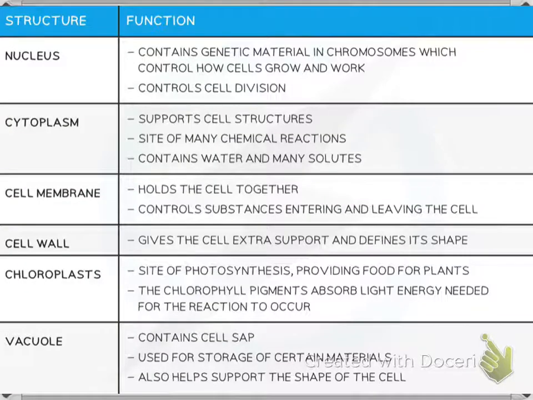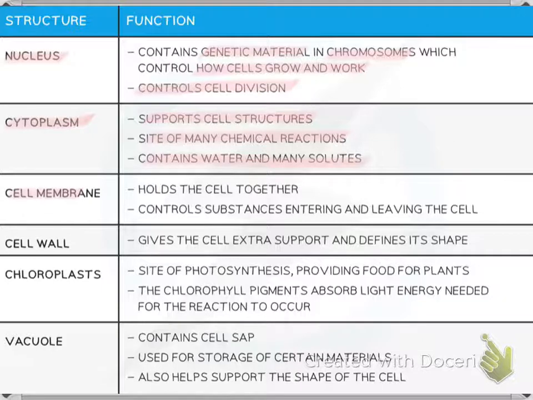Now let's look at the structures of the cells. We'll see the function of each structure. First is the nucleus. The nucleus is the main one, and it contains the genetic material in the chromosomes, and these control how the cells grow and work. It also controls cell division in a cell. Cytoplasm supports the cell structures, and many chemical reactions take place in it. It contains water and many other solutes.